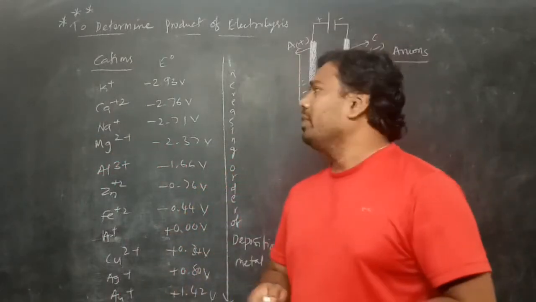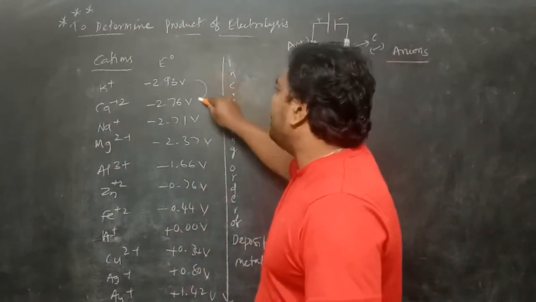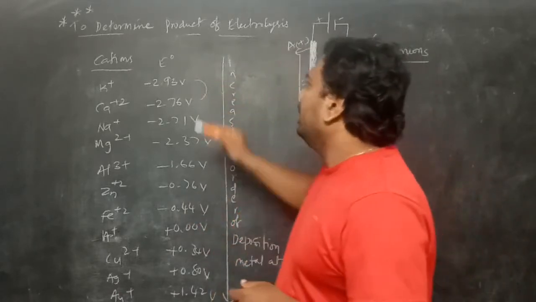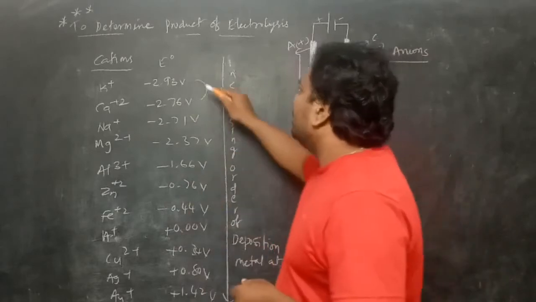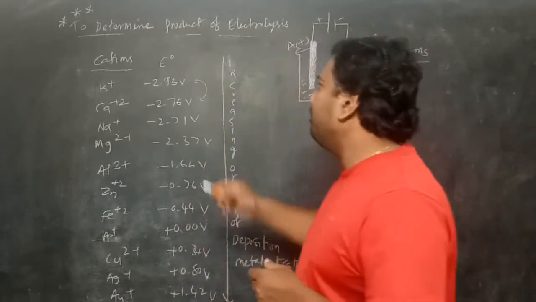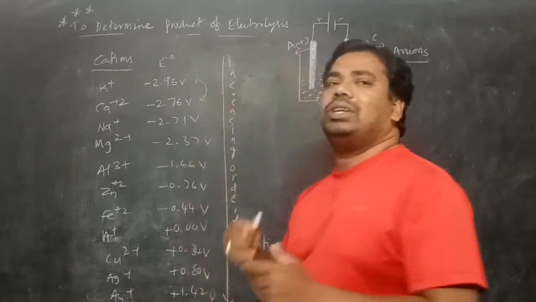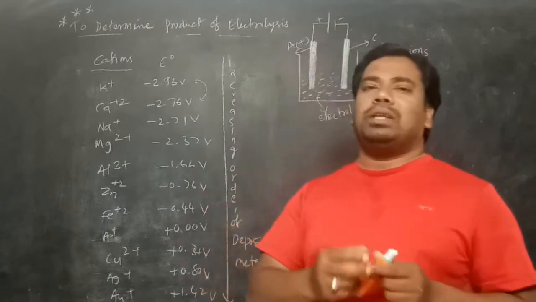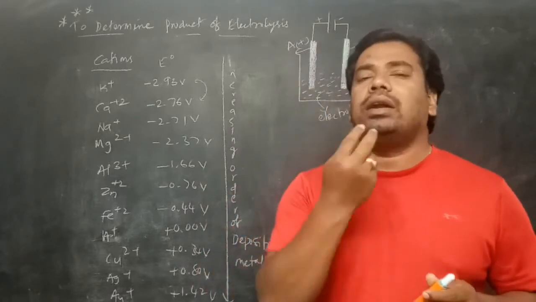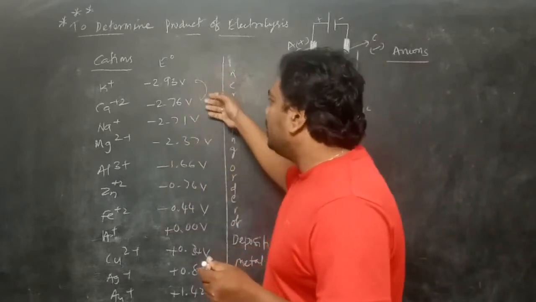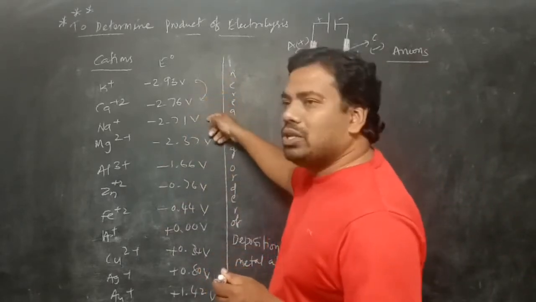For example, the competition between K+ and Ca2+. Here we take a mixture of electrolytic solution which contains two ions, K+ and Ca2+. Here the Ca2+ will be deposited first, because when compared to K+, Ca2+ has a less negative standard reduction potential than K+. Then the competition between Ca2+ and Na+.